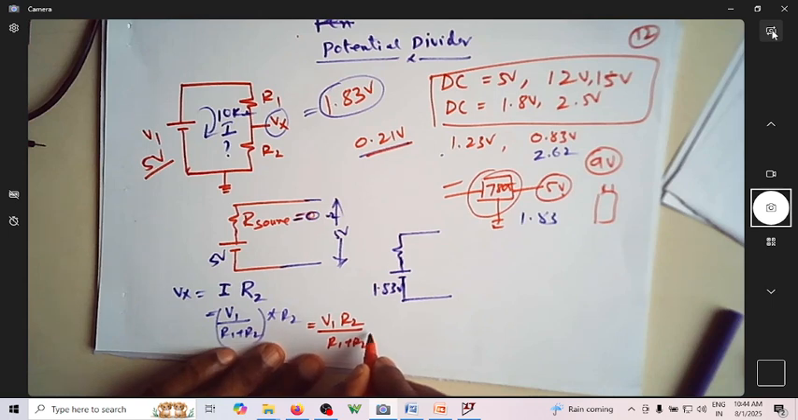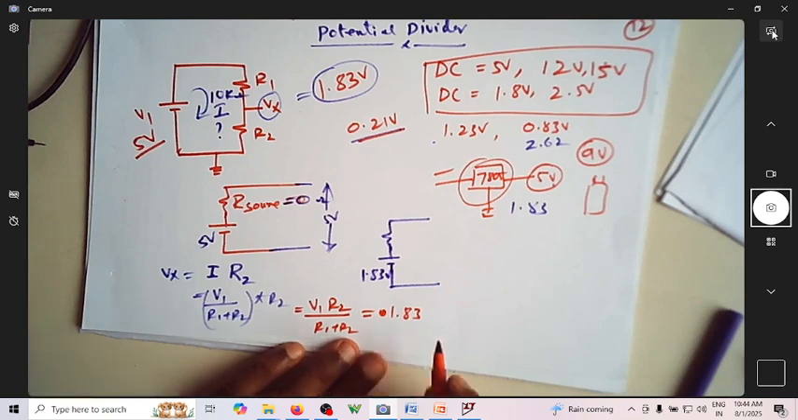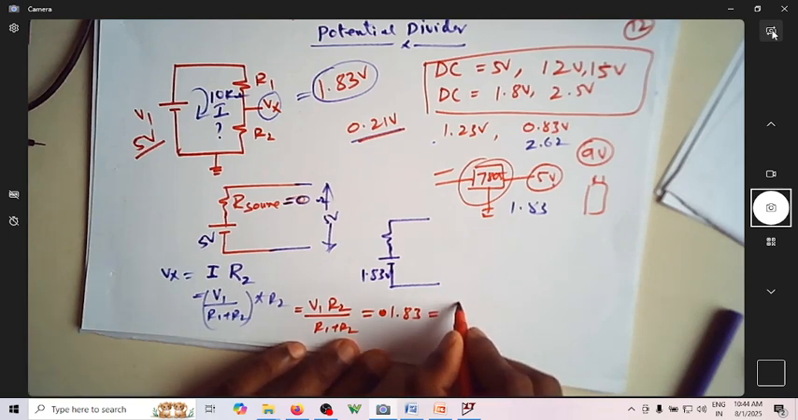Now, since we know that this has to be 1.83 volt, because I'm supposed to find the value of R2, 1.83 volt is equal to V1, which is 5 volt.